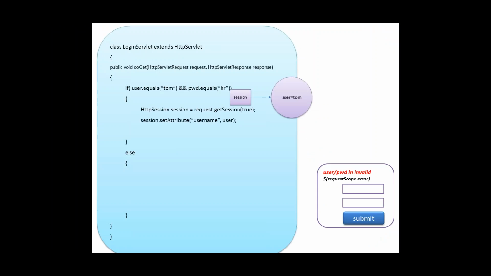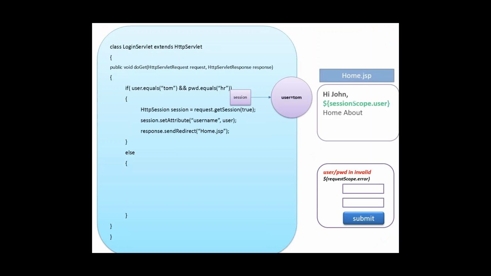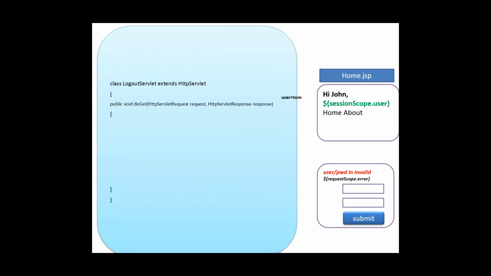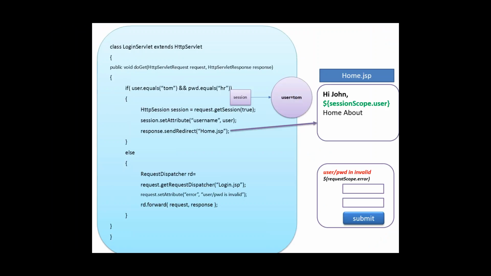See this one, you're storing it in the request scope, and if in case it is an error, we have already done that. It should dispatch it to this page. Clear with this?